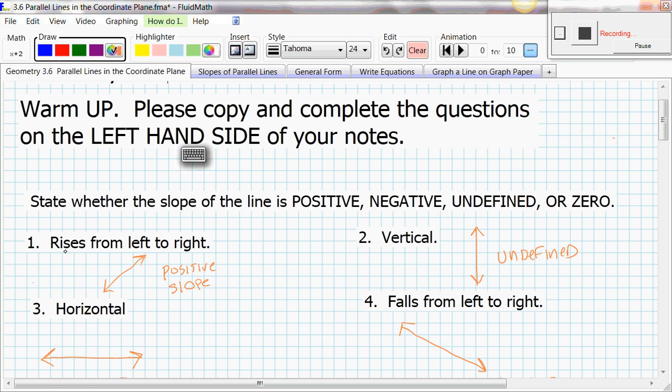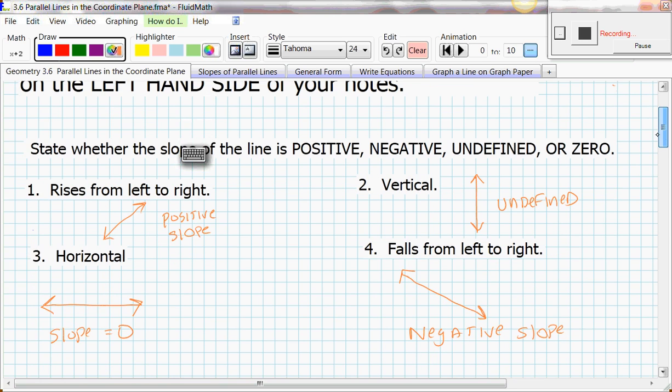So the first one was rises from left to right. If a line rises from left to right, it has a positive slope. A vertical line, which is straight up and down, has a slope that is undefined. So the right word that we're going to use is undefined. A horizontal line has a slope equal to 0, kind of like the floor. Usually the floors are very level, so it's not tilting one way, left or right, so it has a slope of 0. And then falls from left to right has a negative slope.